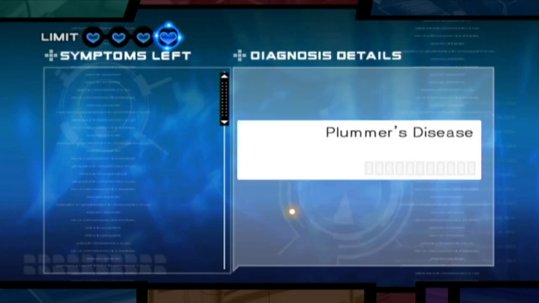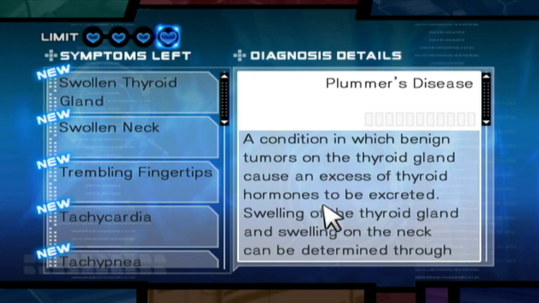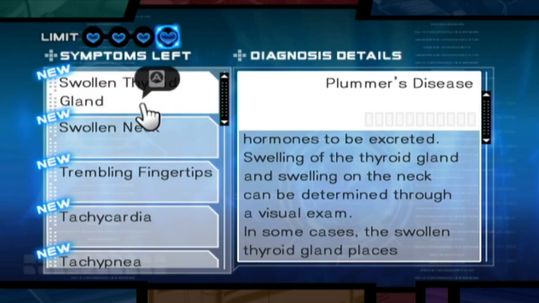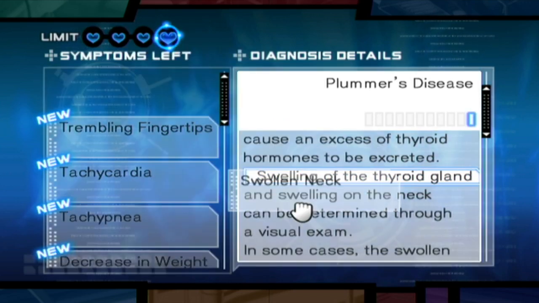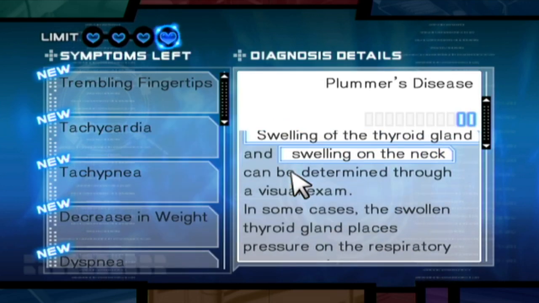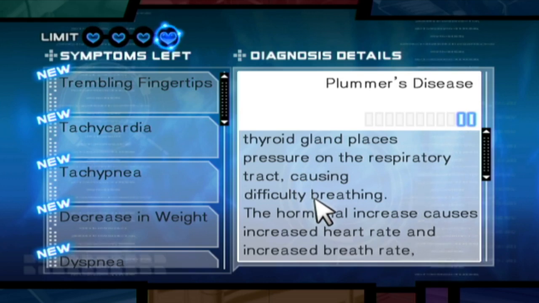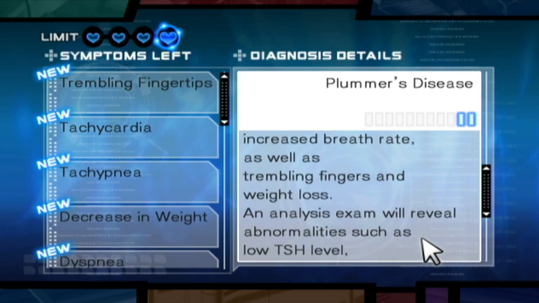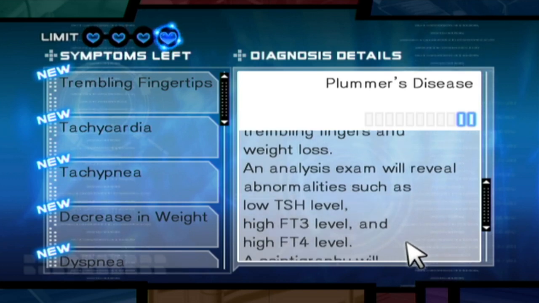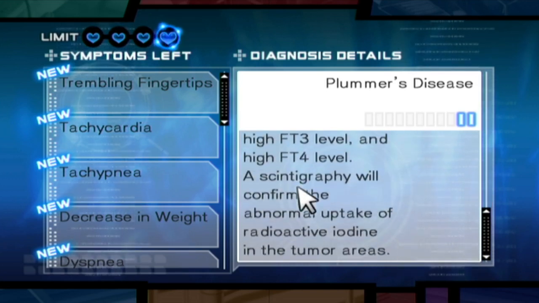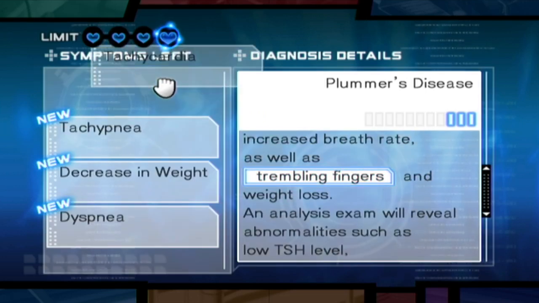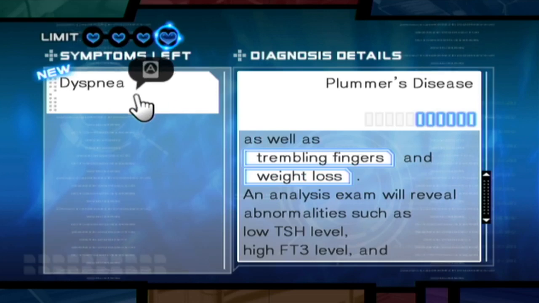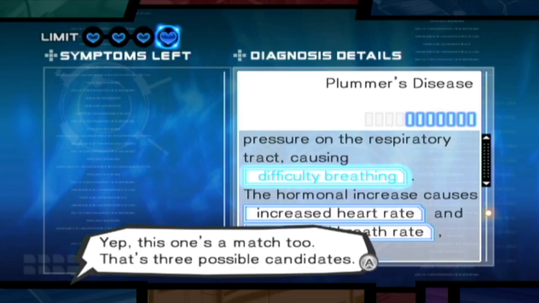Plummer's disease. Tumors on the thyroid gland, excreted hormones, swelling of the thyroid gland, swelling of the neck. In some cases, the swollen thyroid gland places pressure on the respiratory tract, difficulty breathing, increased heart rate, increased breath rate, trembling fingers, weight loss. It's everything. We have a problem as a diagnostician, as it is literally everything again. Yep. This one's a match too.